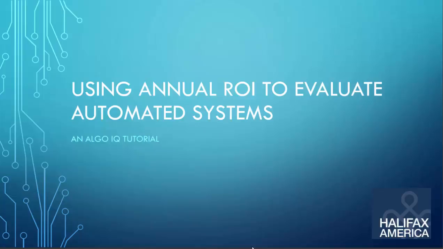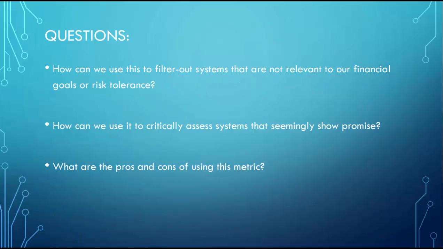This tutorial is a follow-up to the one we presented a week ago on using the worst drawdown metric to help evaluate trading systems. In this tutorial, we will discuss the annual ROI metric with an aim to answer the following questions. How can we use this metric to filter out systems that are not relevant to our financial goals or risk tolerance? How can we use it to critically assess systems that seemingly show promise? And finally, what are the pros and cons of using this metric? In short, what valuable information might it reveal? And if used solely without research or scrutiny, how might it be misleading?